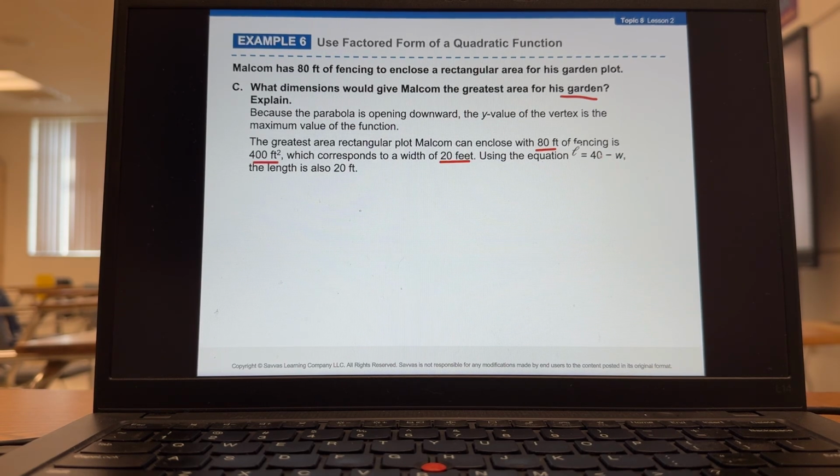So 40 minus the W is 20, and so that means the length is also 20. So 20 times 20 is 400 square feet. So the dimensions would be 20 by 20. 20 feet by 20 feet.